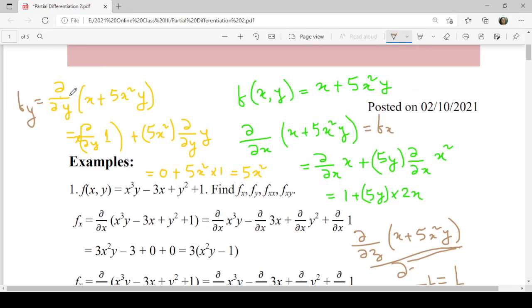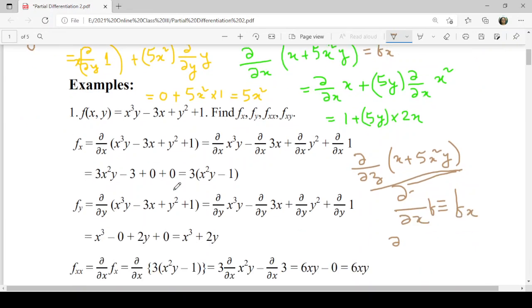Or this also you can see del y of x, because you can explain like this: x is taken outside, and del y of 1 is within, because it is constant, so the value is 0. So this is your 3x square minus thrice x plus 0 plus 0. So ultimately your answer is 3x square y minus 3. So this is fx.